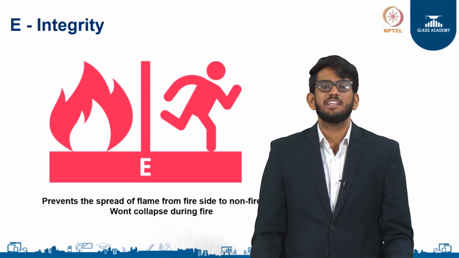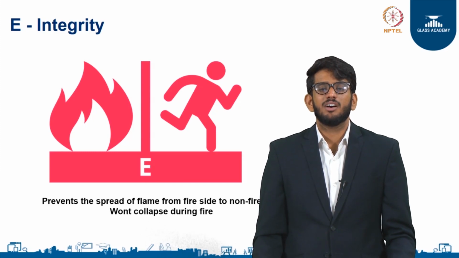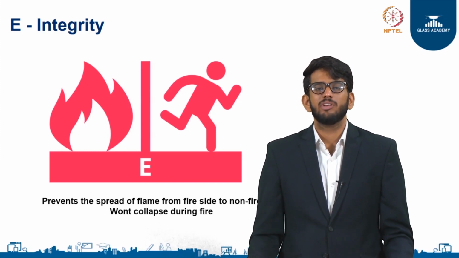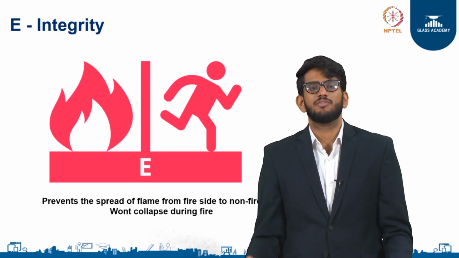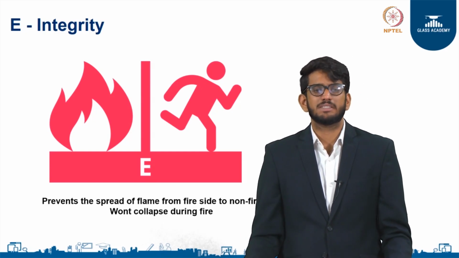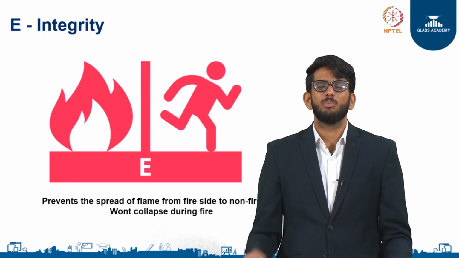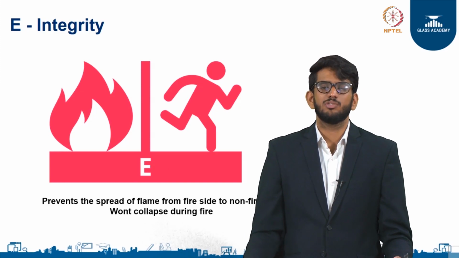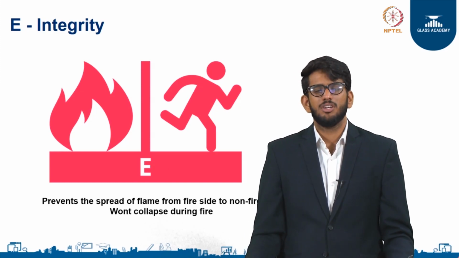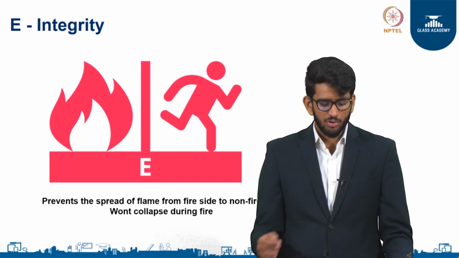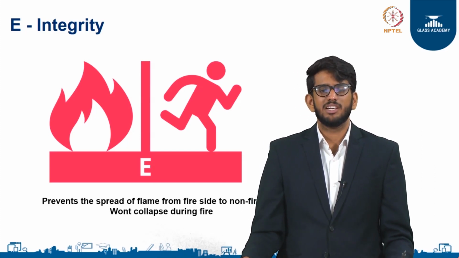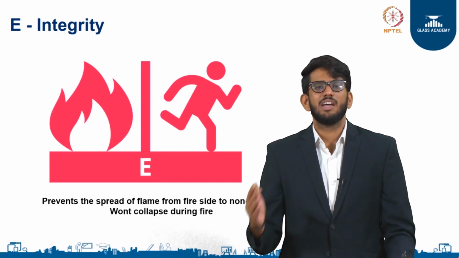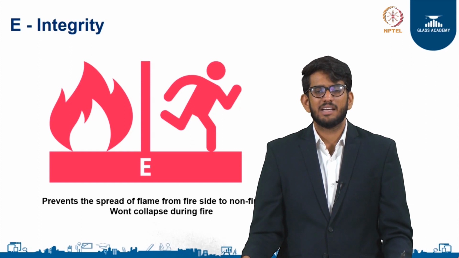So E, or an integrity fire resistant glass, means any fire resistant glass which will prevent the spread of flame from a fire site to the non-fire site is called an integrity fire rated glass. It is represented by the alphabet E, and the most basic property of any fire resistant glass is integrity. It should not lose its structural rigidity due to temperature rise or from the pressure arising from a fire. In the infographic, you can see that the physical barrier between the fire and the person being evacuated has not collapsed. It is still maintaining its structural rigidity.